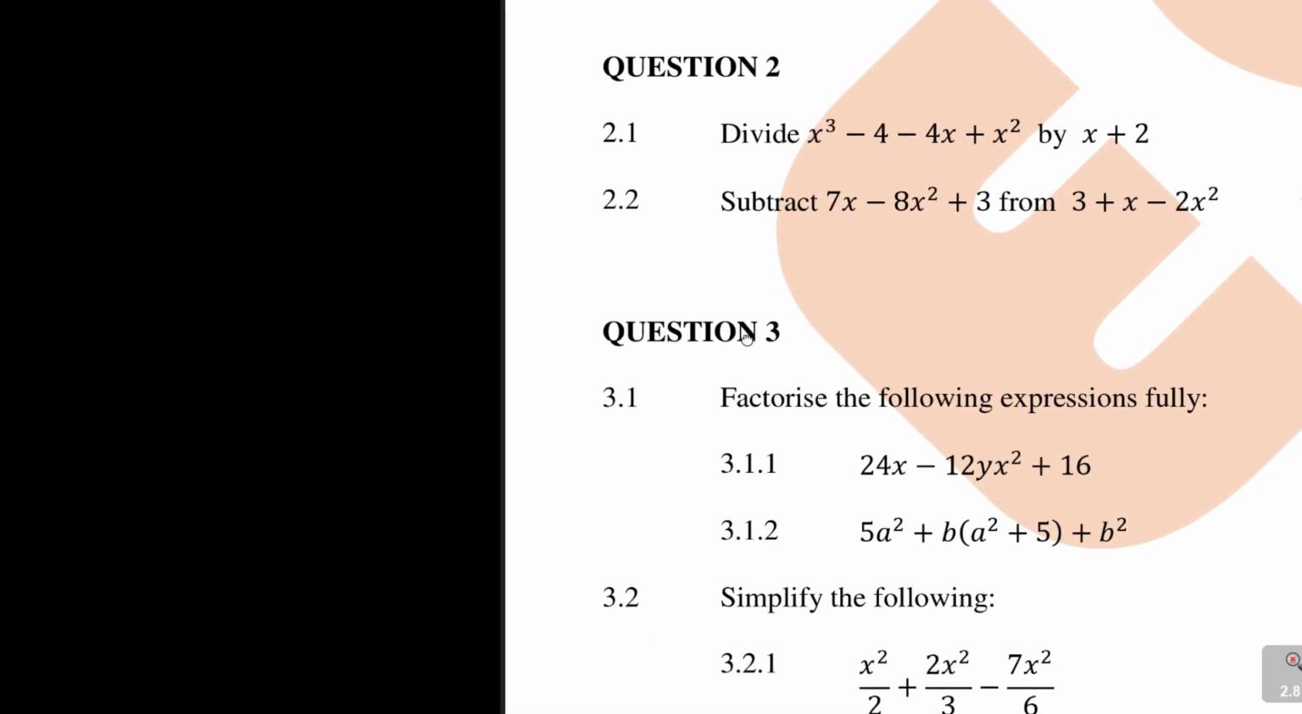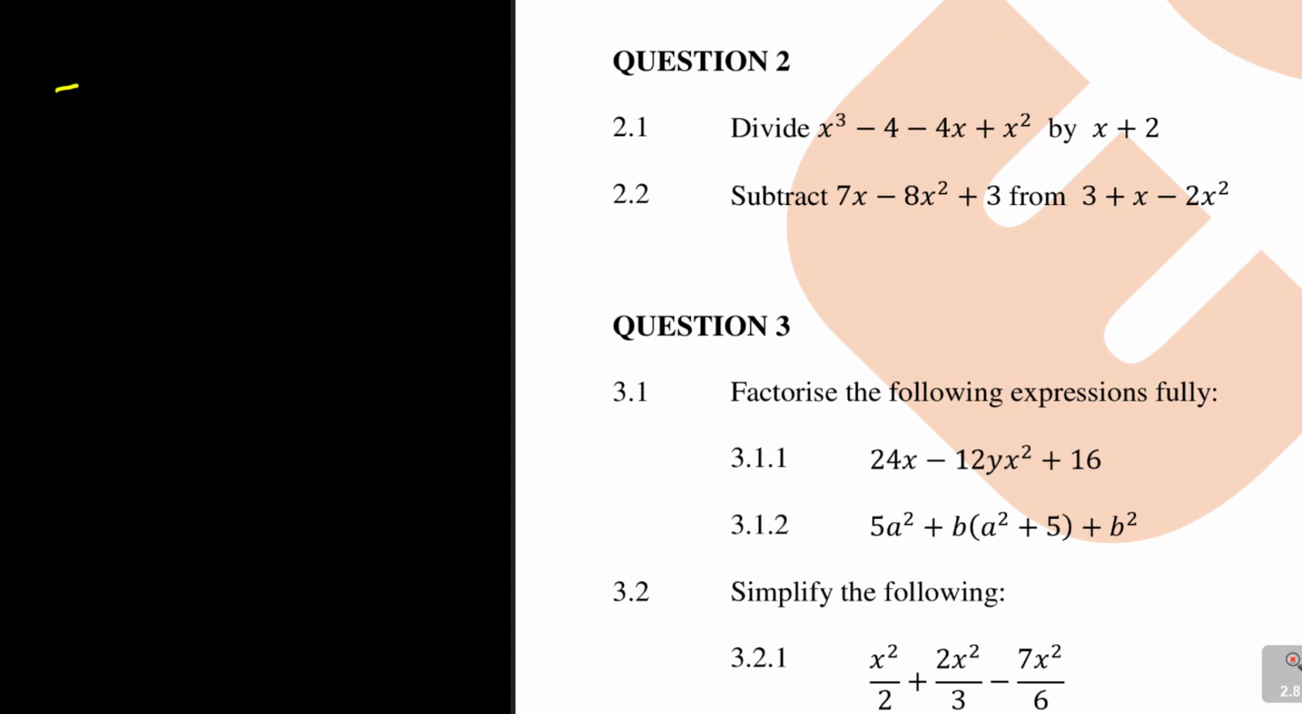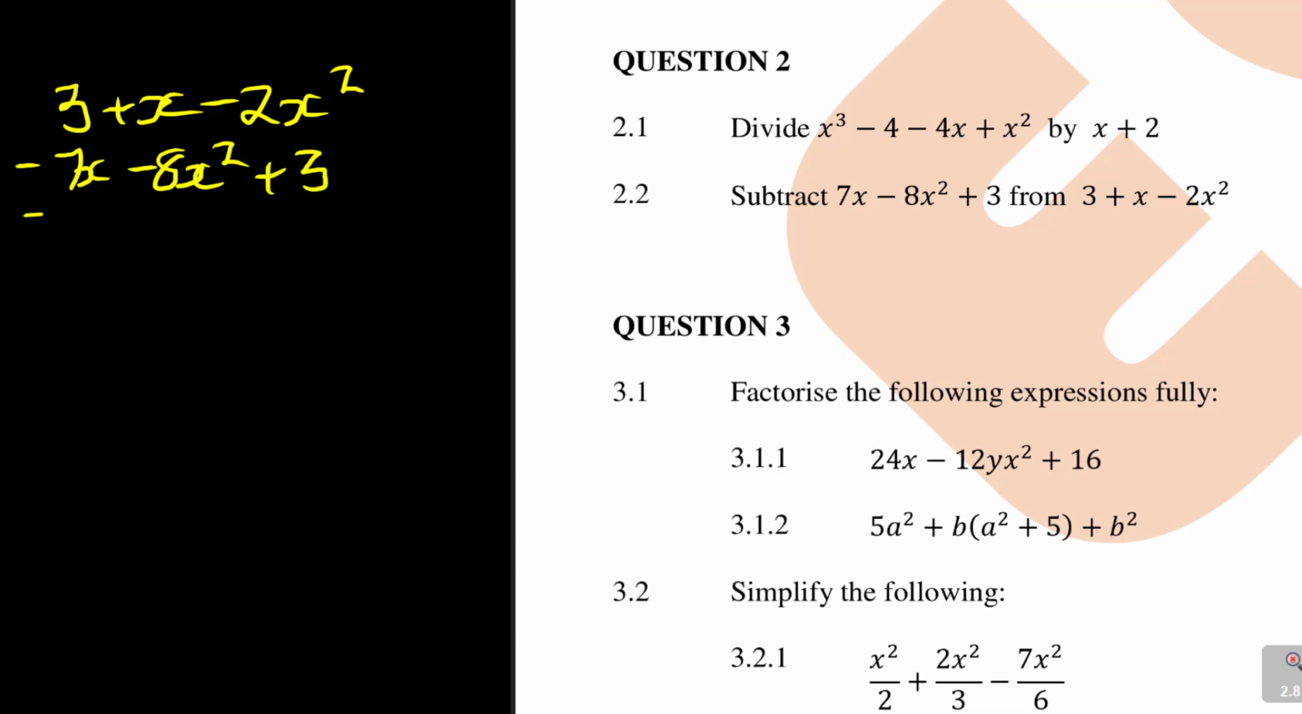You're going to write 3 plus x minus 2x to the power 2, and then you minus the 7x minus 8x to the power 2 plus 3. How do I minus it? Do I put it in front or do you want me to put it here? Underneath is better. So how do I write it now? Because 7x is going to be here, minus 8x squared plus 3. So yes, now you just need to write it like minus 8x squared.